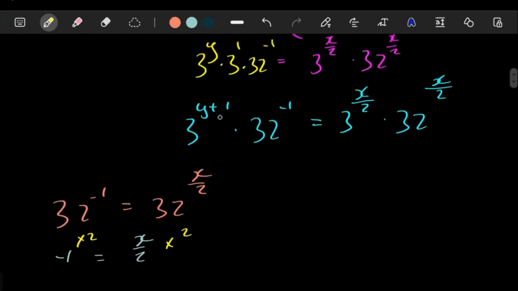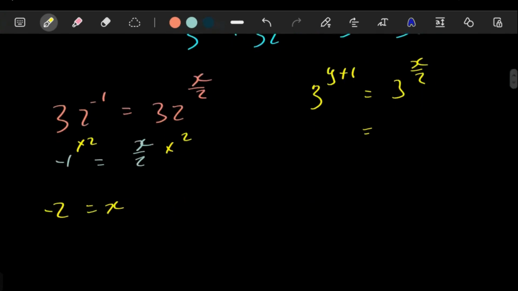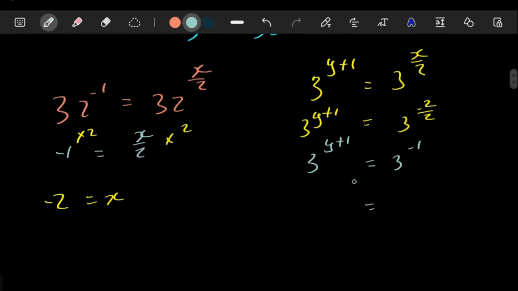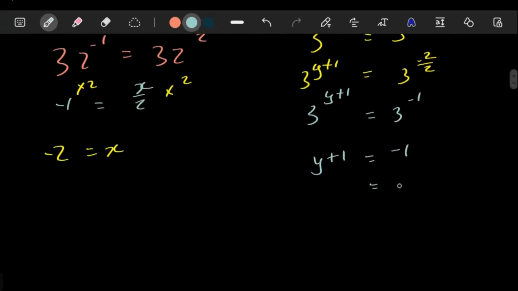Since x is -2, here we can say 3y plus 1 is equal to 3x over 2. We got x as -2 there, so this is 3 to the power of -2 over 2, 3y plus 1. This is like 3 to the power of -1 over there, y plus 1. Bases are the same, so we drop them and work with the exponents. The 1 goes to the other side and is -2.